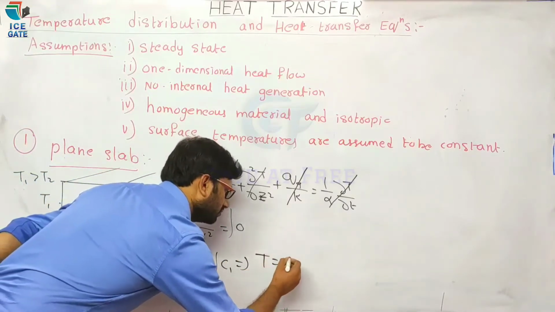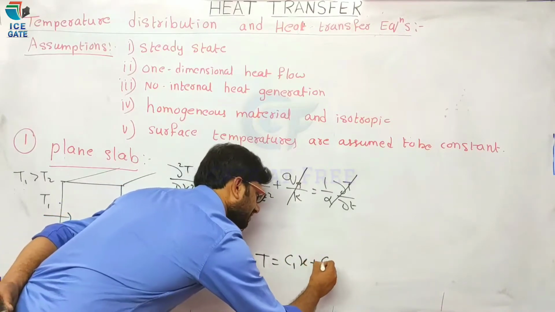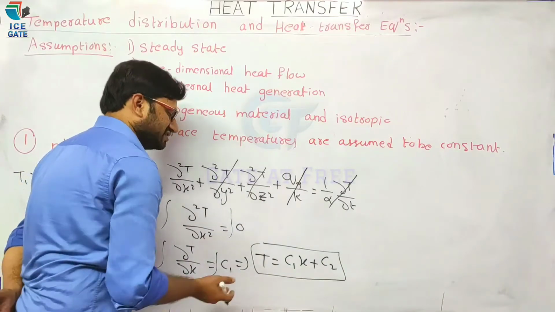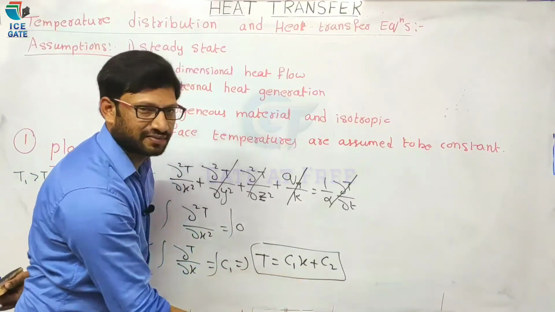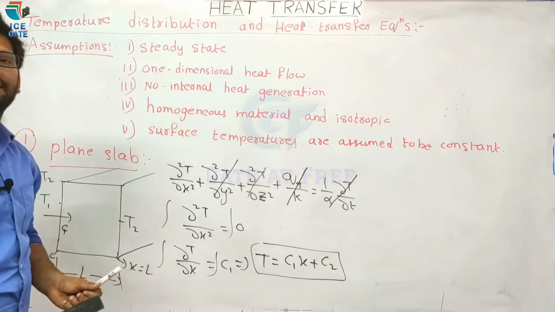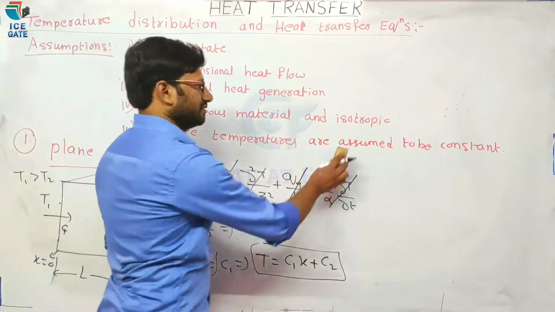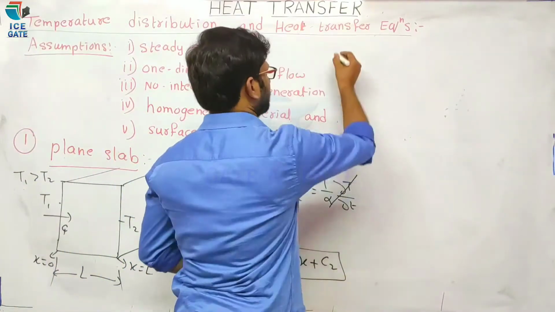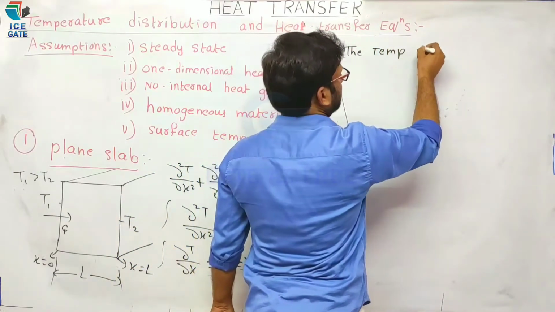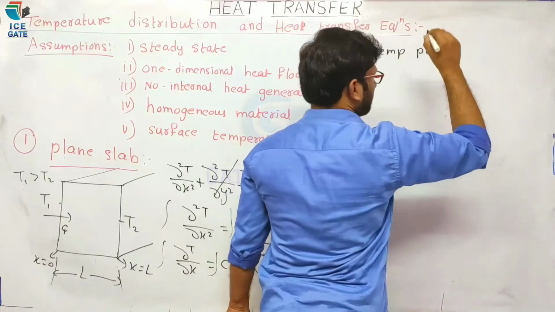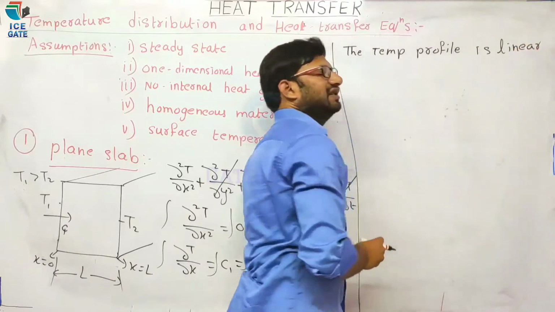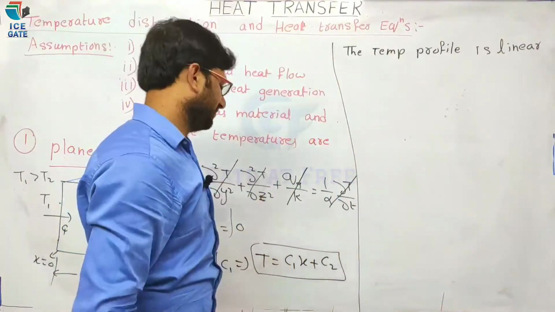Now T equal to C1x plus C2. Now can I say this is a straight line equation, y is equal to mx plus c. So the temperature profile in plane slab under these assumptions is linear. The temperature profile is linear. It's a linear distribution of temperature profile.